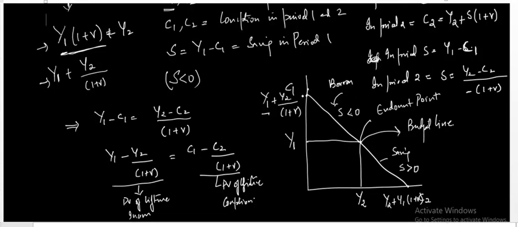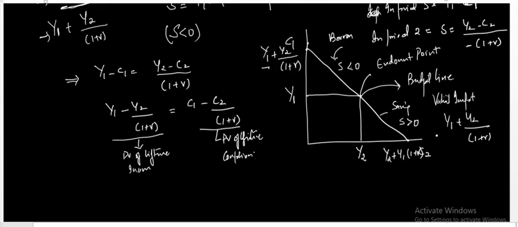Another important concept that you need to understand is the vertical intercept. The vertical intercept over here is going to be equal to y1 plus y2 over 1 plus r. What does this mean? It means that the consumer is consuming everything in period 1. Then we have another one, the horizontal intercept. The horizontal intercept is going to be equal to y2 plus y1 times 1 plus r.